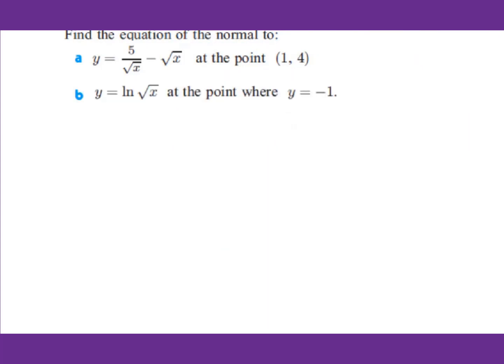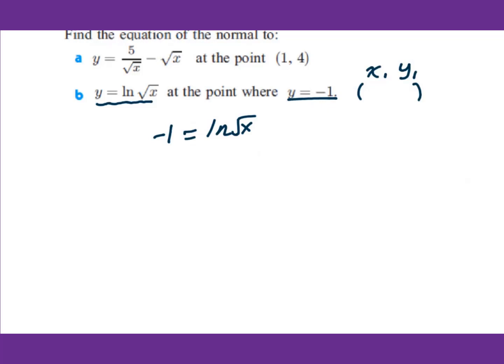Now let's go to B, where y equals negative 1. So you have to solve for that point, x1, y1. We plug into this formula, you will get that negative 1 equals natural log of square root of x.